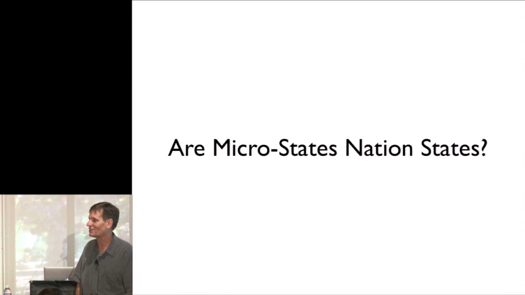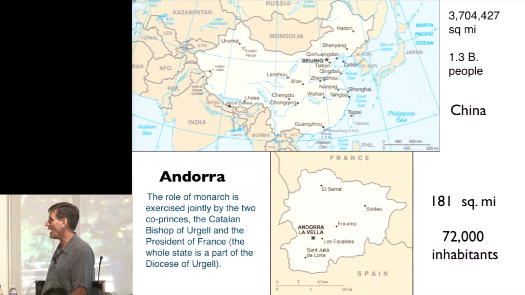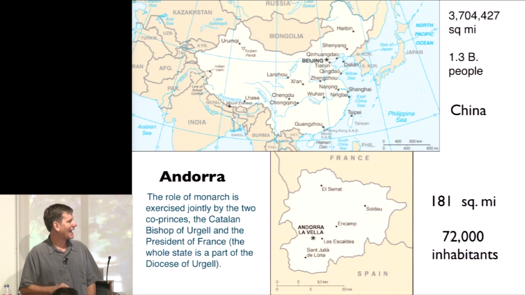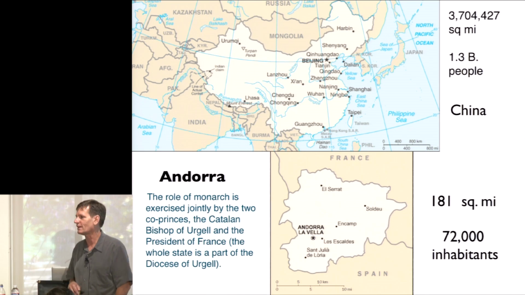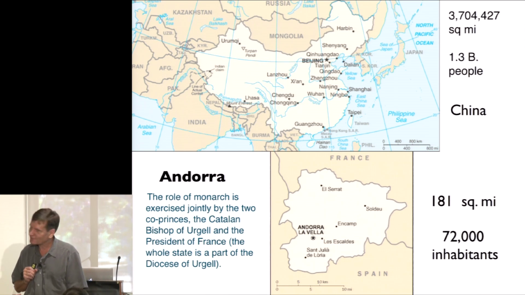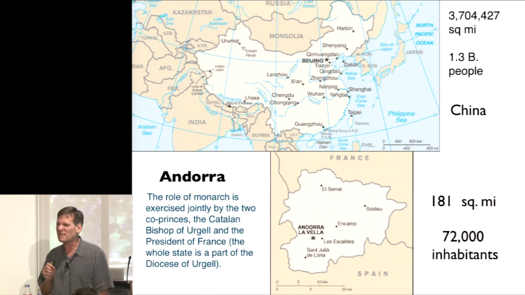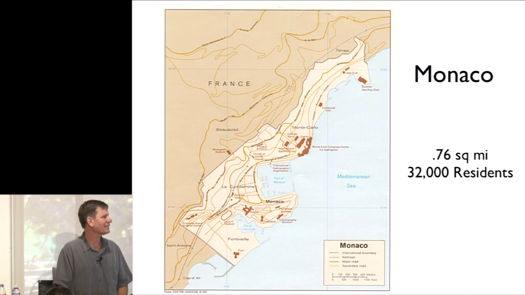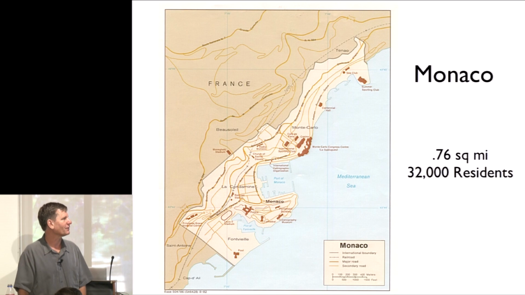How about micronations? Are they nation states? Here's Andorra, member of the UN, right? It's a sovereign state. The role of monarch is jointly exercised by 2 co-princes, the Catalan Bishop of Urgell and the President of France. So the President of France is a monarch of Andorra, another country. That's kind of odd. It's a feudal remnant that never got wiped off the map. How about Monaco? It's less than a square mile, easily fitted on the campus of Stanford University.